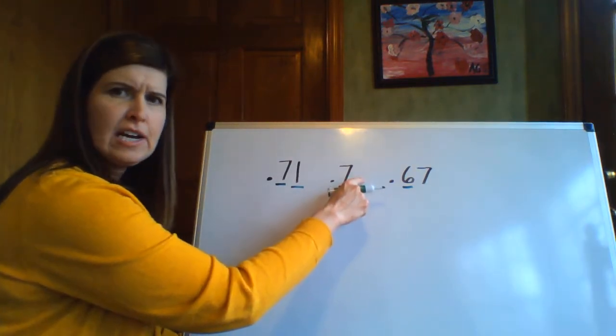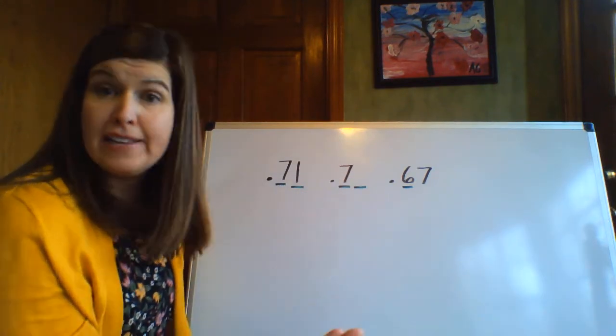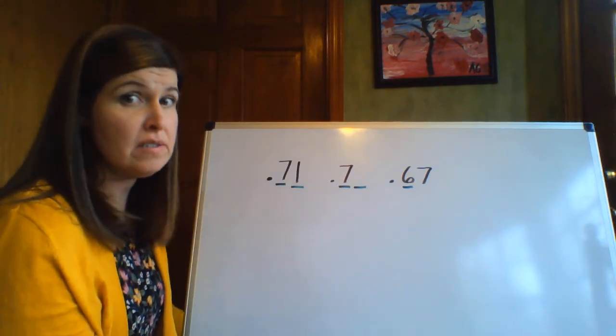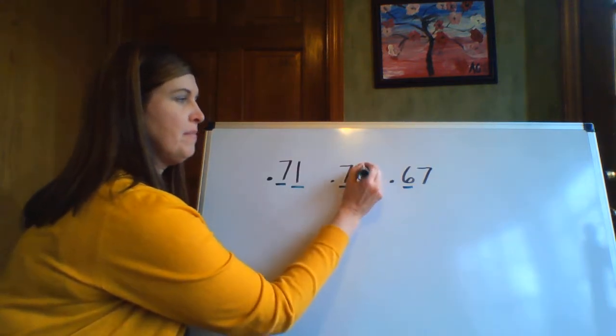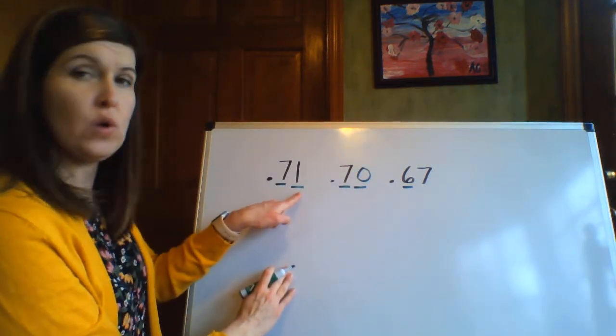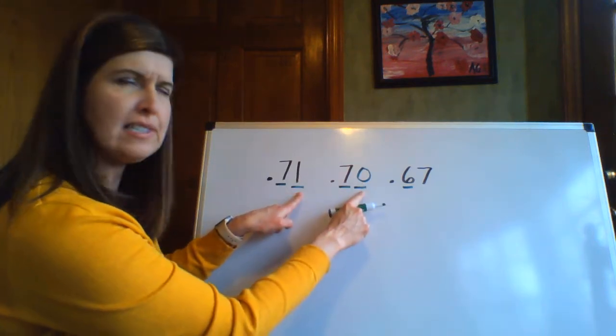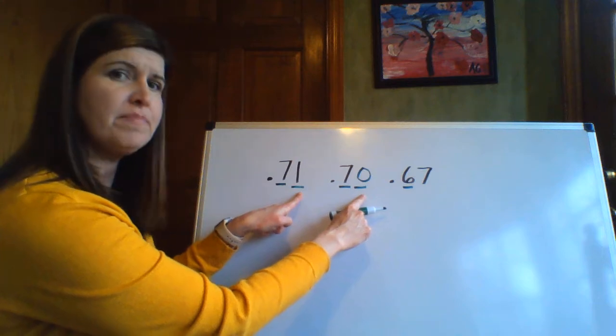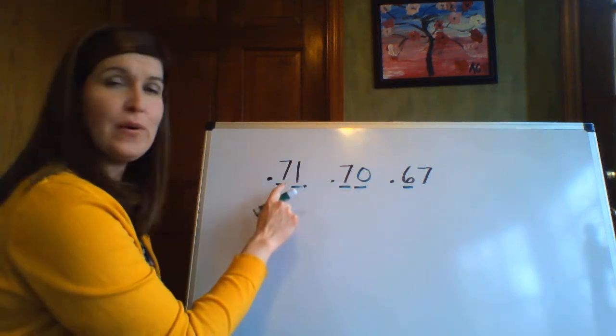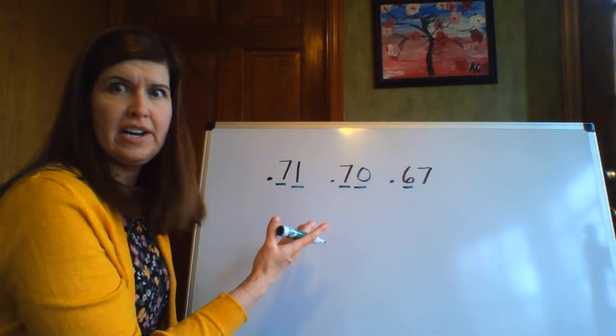There's nothing here in this hundredths place. If there's nothing in the hundredths place, we can assume that means it's a 0 because there's 0 hundredths. Now let's look. We have a 1 in this hundredths place and we have a 0 in this hundredths place. Which is the greater decimal? Right, 0.71 or 71 hundredths.